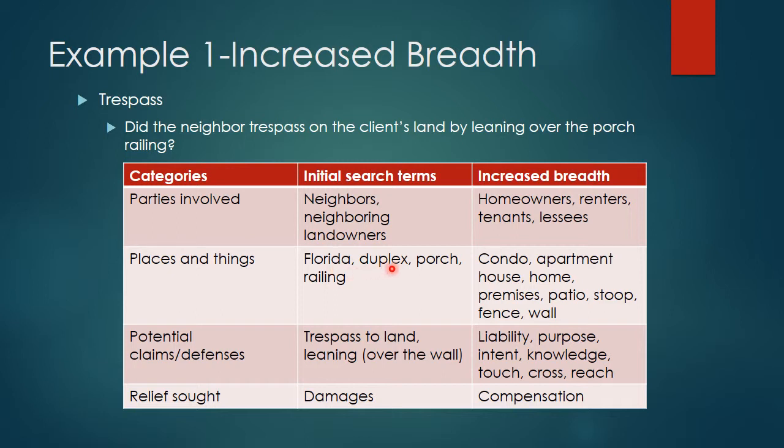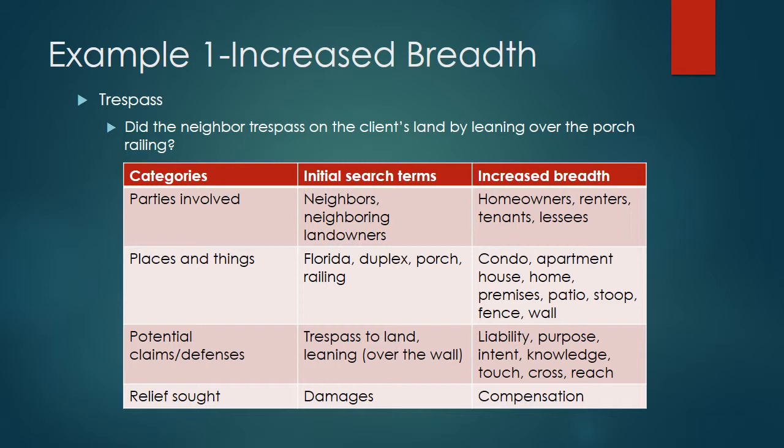I don't know if it's in there. But if you looked up the term duplex, you might find more breadth in the thesaurus with some synonyms: porch, patio, stoop, railing, a fence, or a wall. So the point here is that for every one of the initial search terms, if you look those up in a legal thesaurus, you're very likely to find some words with increased breadth to help add to your list of search terms.